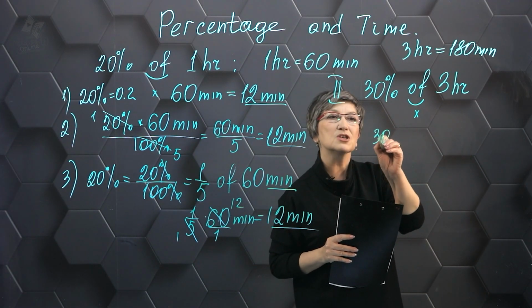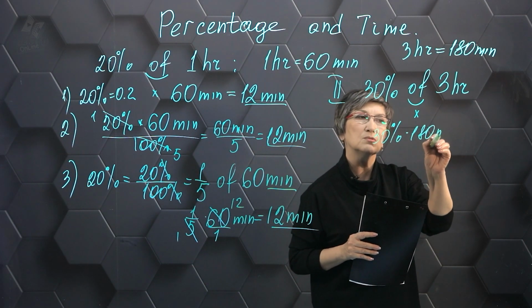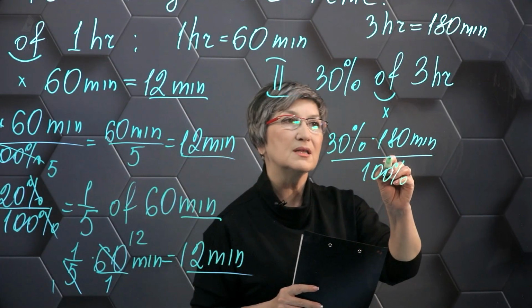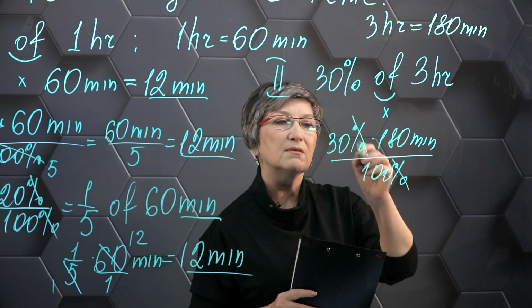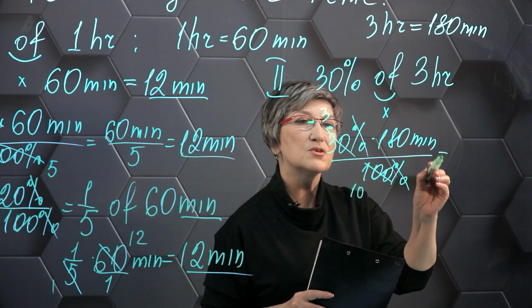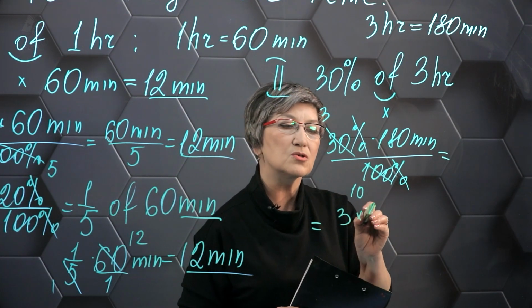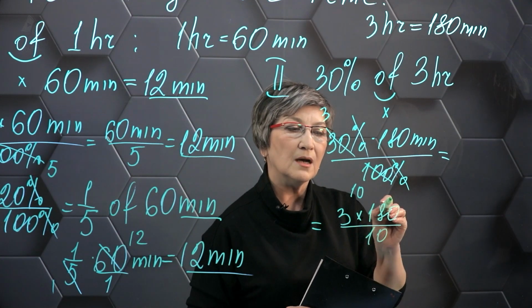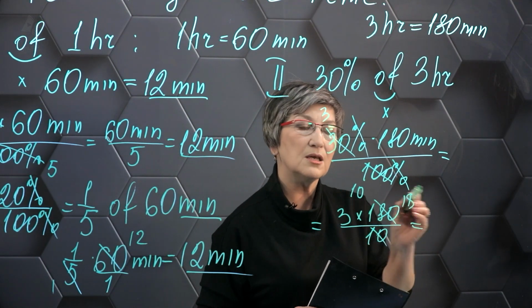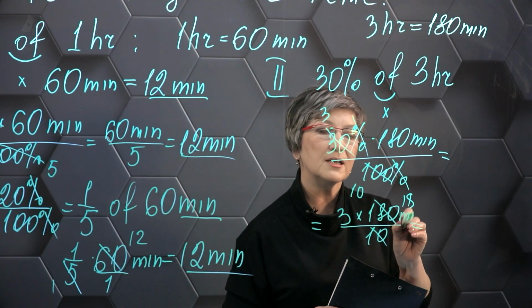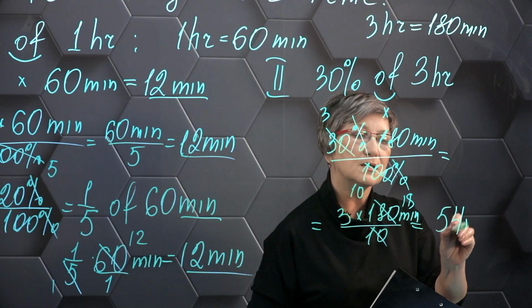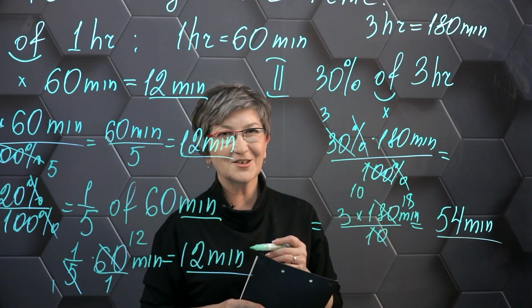I'm comfortable multiplying 30% by 180 minutes and dividing by 100%. You can use any way you want. So the percentages reduce. Let's reduce by 10. That would be 3 and that would be 10. And we end up with 3 times 180 divided by 10. Again, we reduce 180 and 10, and here we are left with 18 and 3 times 18. Notice that these are minutes. And 3 times 18 is 54 minutes, which is our answer.